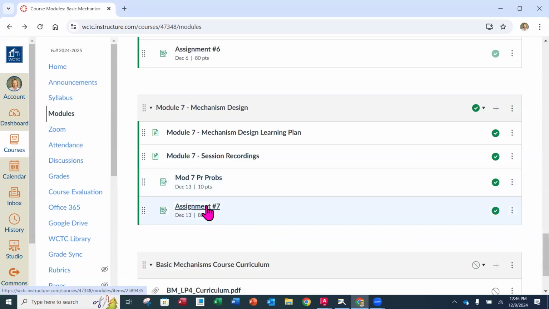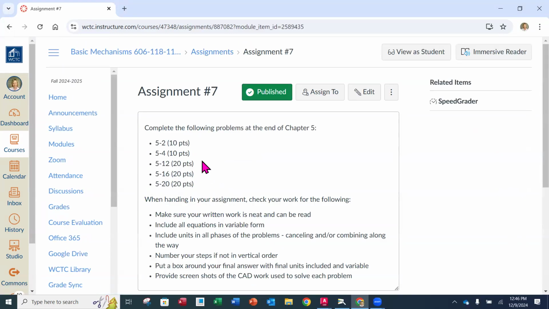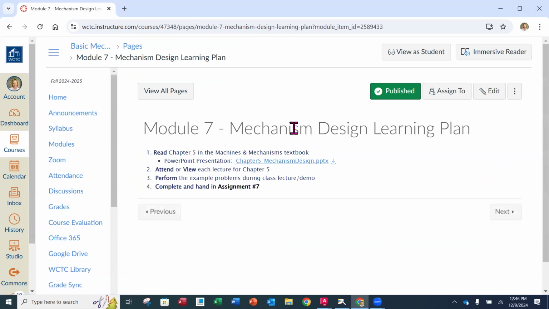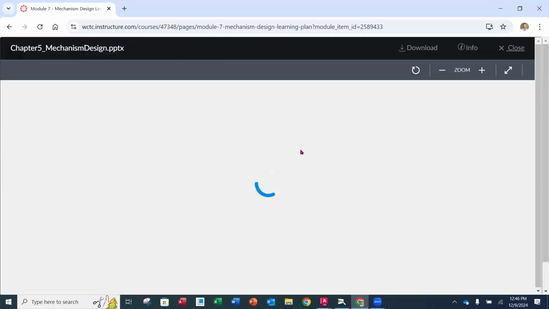And then we have assignment number 7, and it looks like there's about 6 problems here. The first 2 are a little bit shorter, and then the last 3 are a little bit longer. So you'll notice that there's more points associated with the last 3. But by the time we get done with our chapter here, you'll have everything that you need to know to get that done. Okay? So let's go ahead, and I'm going to pull up the PowerPoint presentation here in the learning plan.